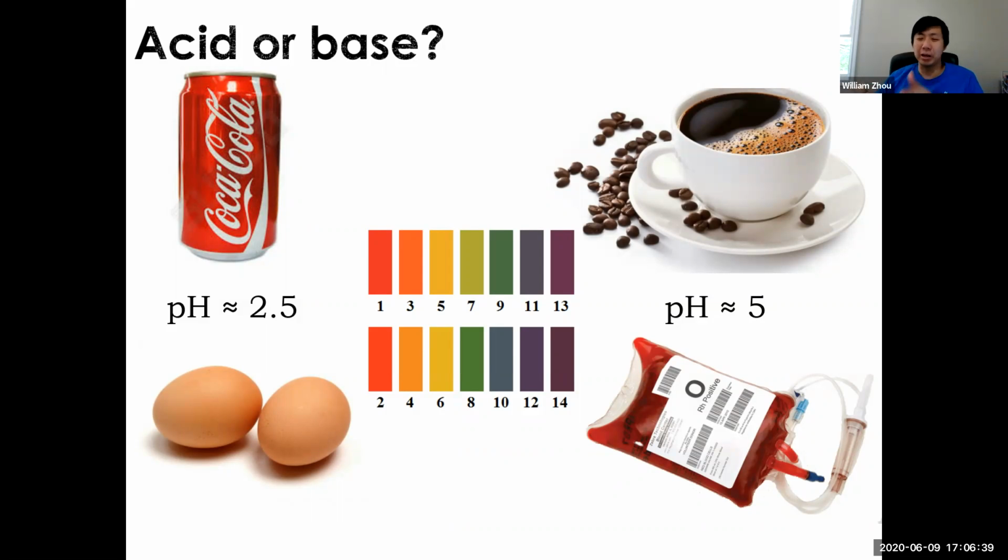I actually planned on doing this in class, and I planned on bringing all of this stuff, but well, we can't have real class, so that's a shame. But coffee is acidic. Okay, and what about eggs?